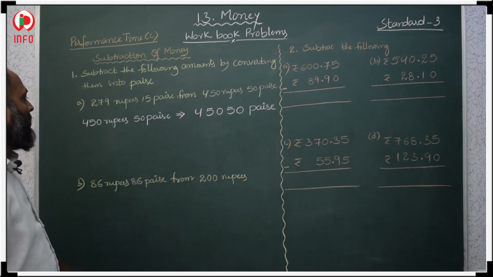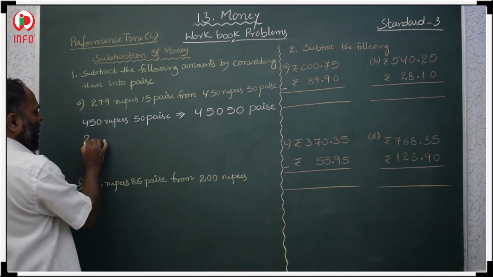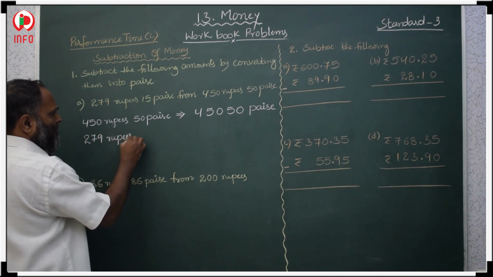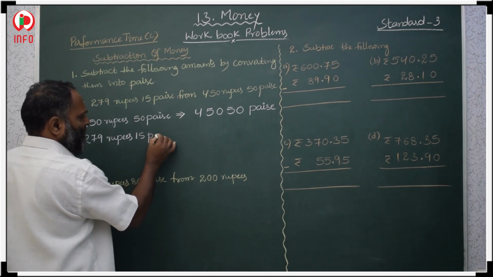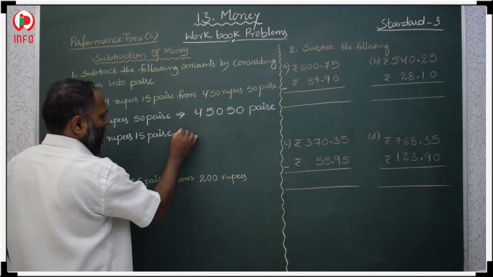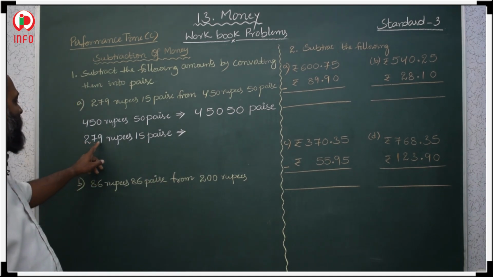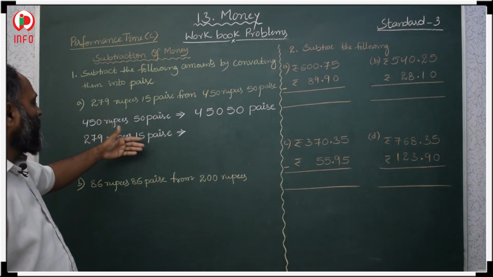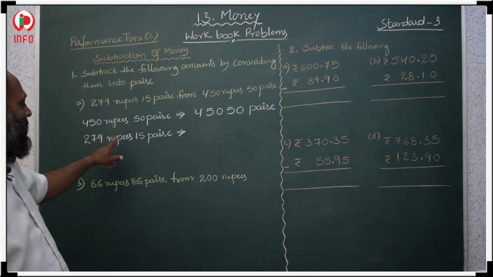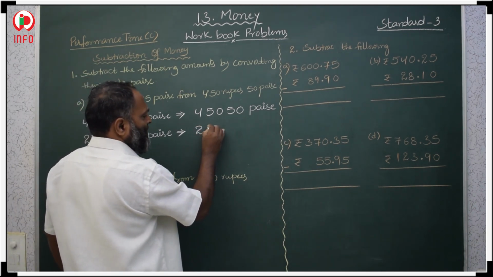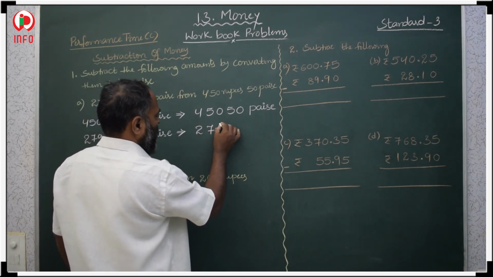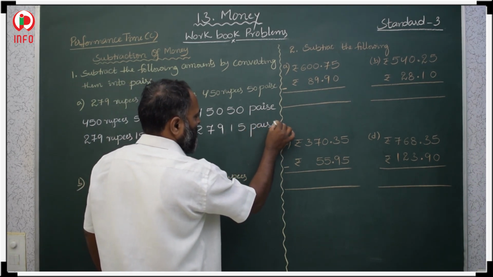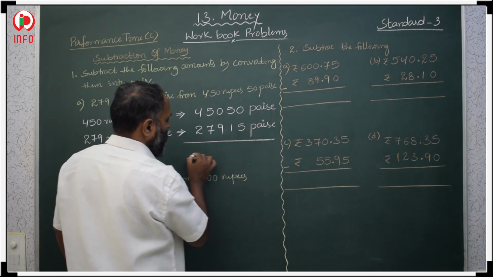Okay. Then after that, the second amount, 279 rupees 15 pice. How to convert? Just remove the rupees and write your numerals: 27,915 pice. So this is the simple method to understand.